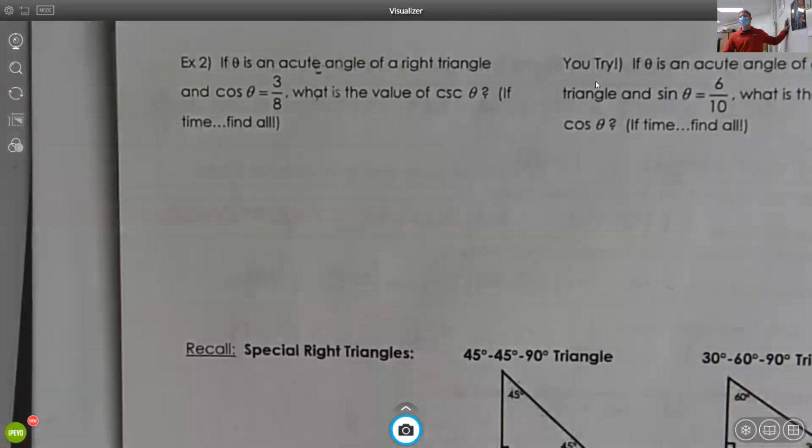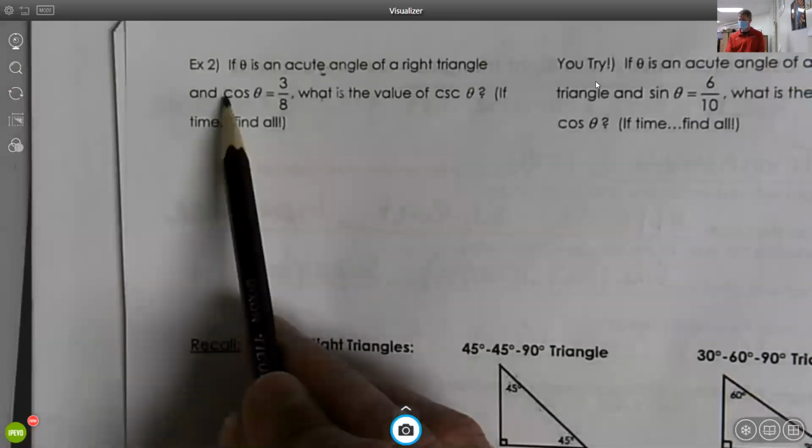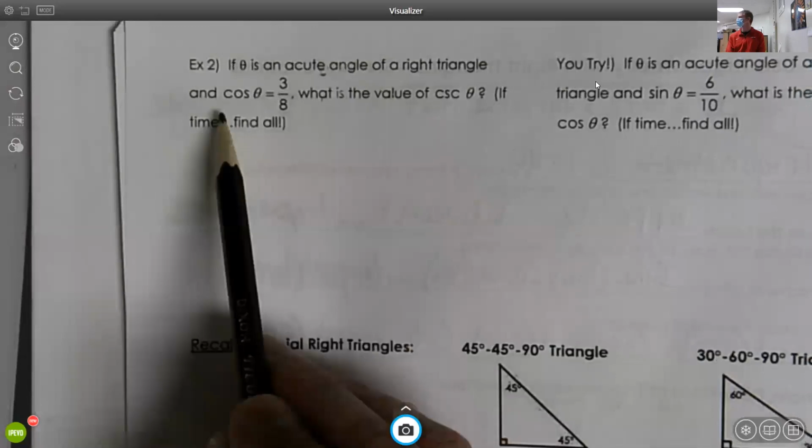So here's a way of asking the same type of question, but making it a little step higher. If we have theta as an acute angle of a right triangle, and we know that cosine of theta is 3/8, we want to know what cosecant of theta is. So at first you might be thinking, hey, it's reciprocal. It's 8/3. But then you notice, wait a minute, these both start with C.